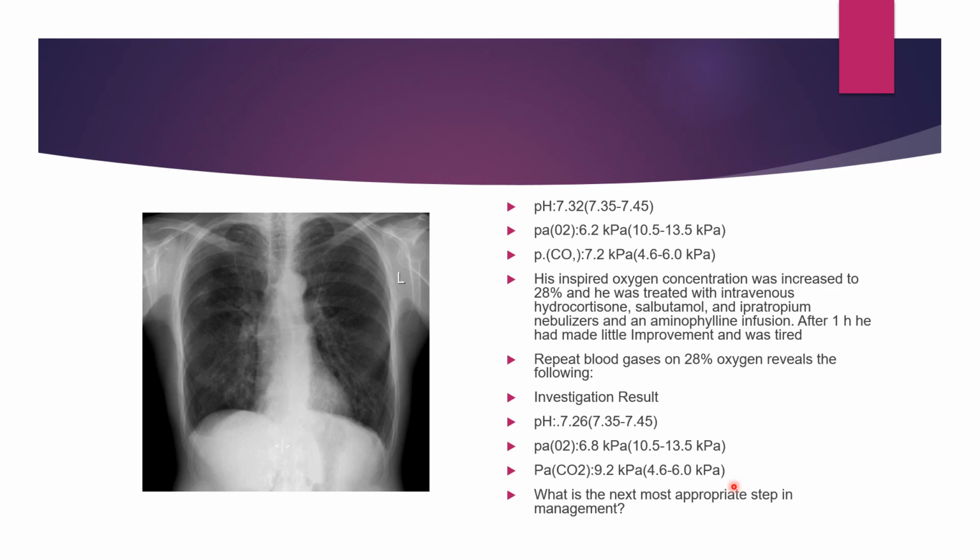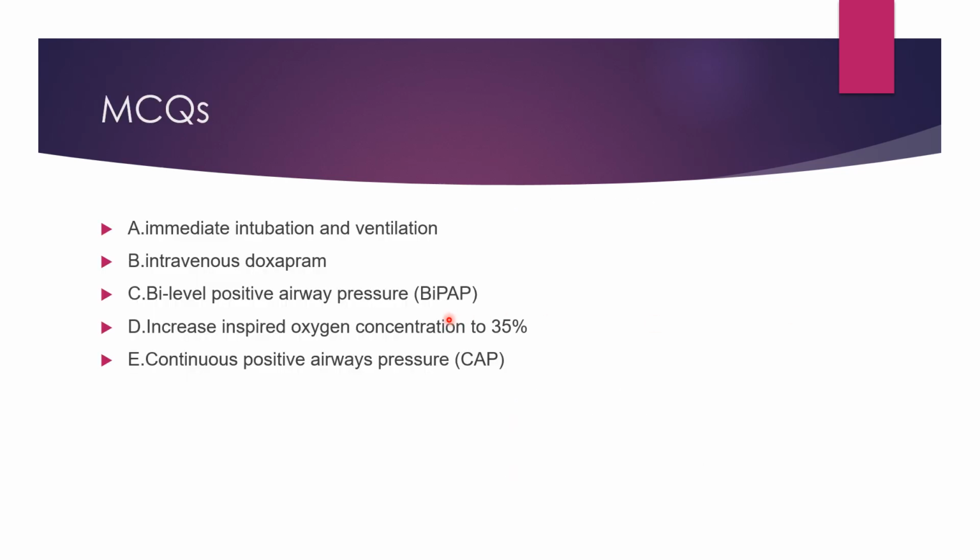So what is the next most appropriate management step in this patient is the question. If you remember, I've told you NIV and intubation are based on pH values. In this case, the pH is 7.26. So I told you, consider NIV when the pH is 7.25 to 7.35, and if the pH is less than 7.25, go for intubation. So let's see the options. Immediate intubation and ventilation, this is not the correct option. Intravenous doxapram, this is not a correct option.